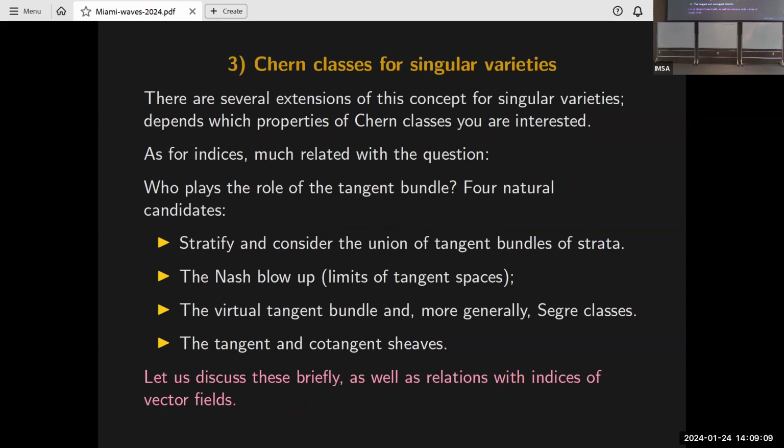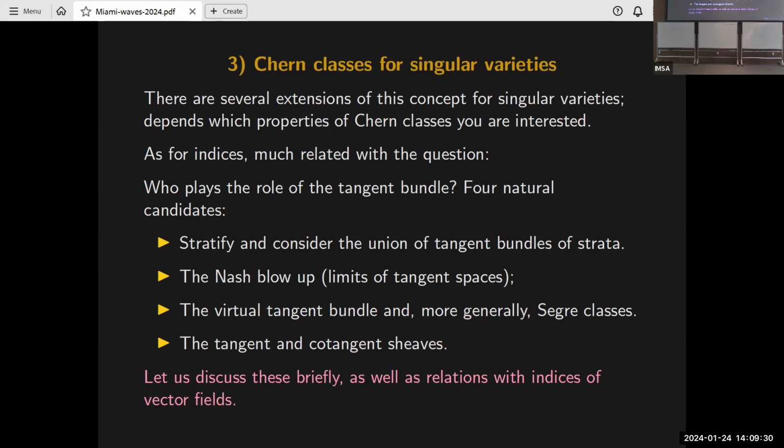Now let me move to Chern classes. And again, as before, there are several extensions of this concept depending on which properties you want. And as for me, this is much related to the question of who plays the role of the tangent bundle in the singular setting.